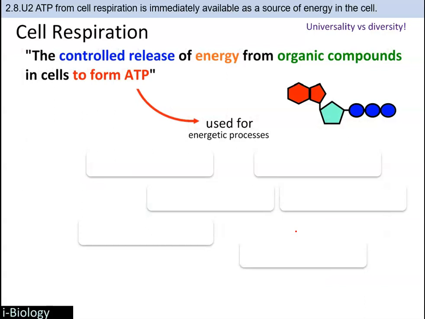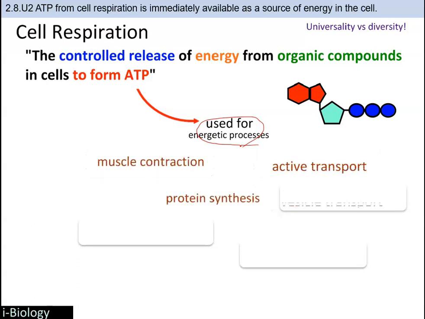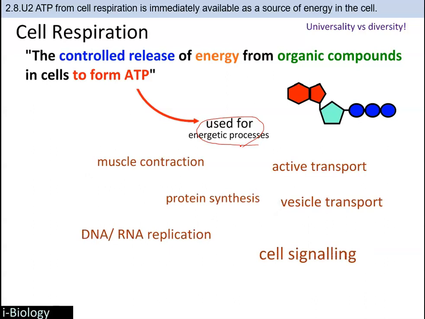So, what is ATP used for? ATP is used for energetic processes. What kind of energetic processes? You see, I just click once and you will see everything is showing up. I like that. I love this. So, ATP is used for muscle contraction, active transport, protein synthesis, vesicle transport, replication, and cell signaling. So many things ATP can be used for.